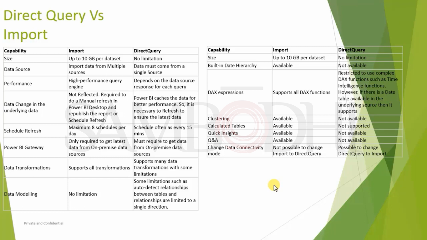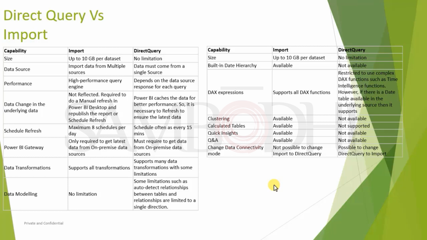And then direct query has caches. When you say dual data, it has caches of data for better performance. So it is necessary to refresh to ensure the latest data. For scheduled refresh, import allows up to 8 scheduled refreshes, whereas in direct query you can schedule as often as every 15 minutes. So the scheduling mechanism is awesome in direct query, whereas there is a limitation on the number of scheduled complete refreshes possible in import.